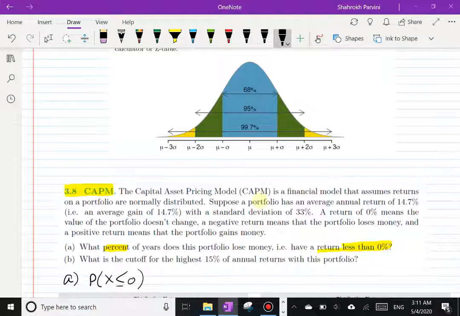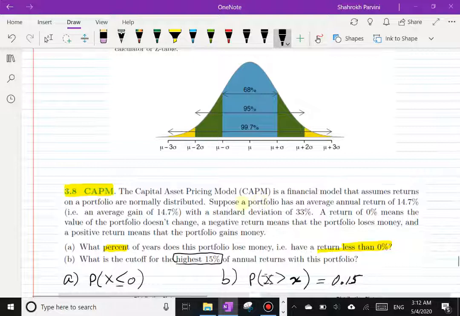And in part B, it reads, what is the cutoff for the highest 15% of annual returns with this portfolio? So here's a case where actually in part B, we are given the highest 15%. This is an area, right, under the curve. So we want to find probability of x greater than some value of x that we want to find, that's 0.15. See, so we were given the area in the tail, we want to find the cutoff point.